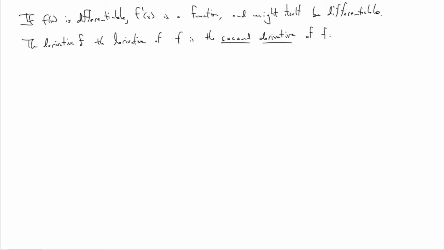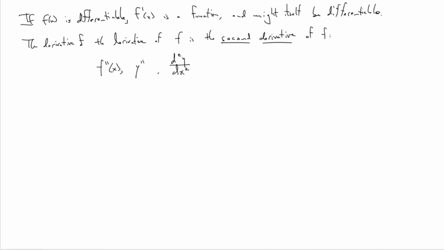If we have a differentiable function, then its derivative is a function and so could have a derivative. And we call the derivative of the derivative the second derivative. There's a handful of different notations for the second derivative. One is f double prime of x. You'll also sometimes see y double prime.